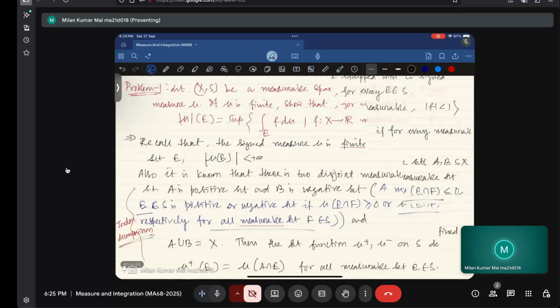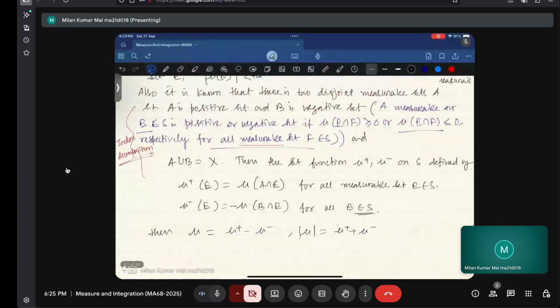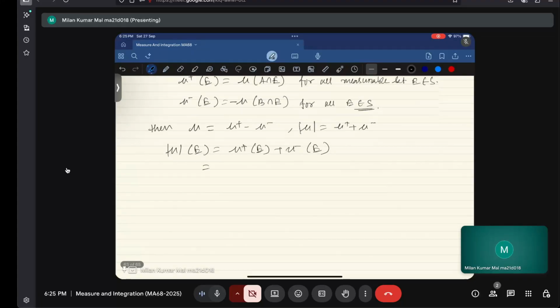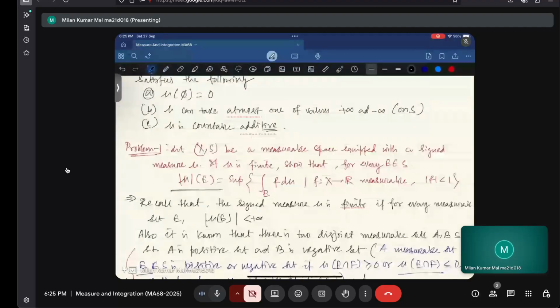So with this, mu of E is finite, and the mod of mu is given this way. Mod of mu at the set E is equal to mu plus at the set E plus mu minus at the set E. Now let me come to the question. The question says that mod of mu of E is equal to the supremum of the integral of f d mu, where f is measurable and mod of f is less than 1. So let me try it once again.